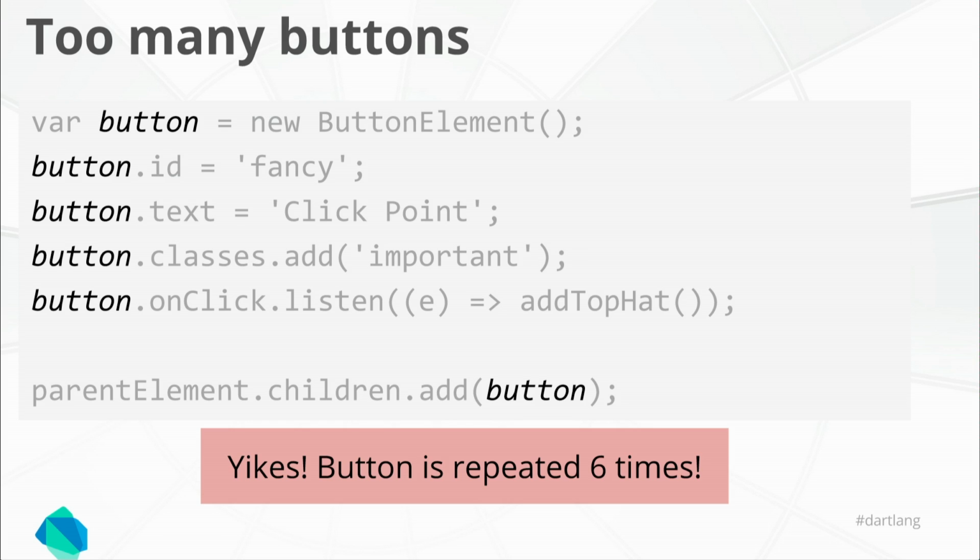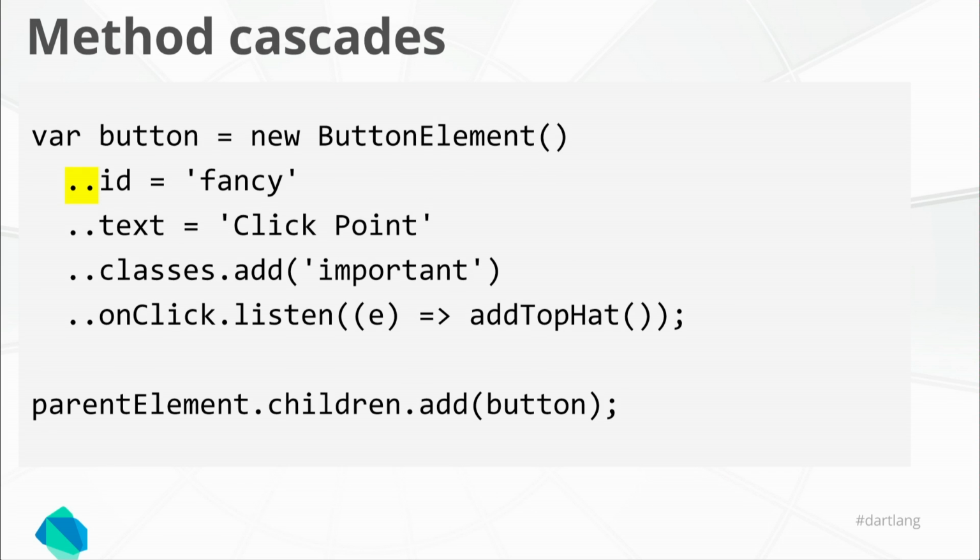That's a lot. Well, taking a cue from Smalltalk, we've introduced method cascades. And in this example here, I've eliminated the repetition of the variable button. See the double dots here? All of these expressions are applied to this very first expression here, new button element. I've eliminated most of the occurrences of button here. I like this for builder type APIs. It makes it just more clear and concise.